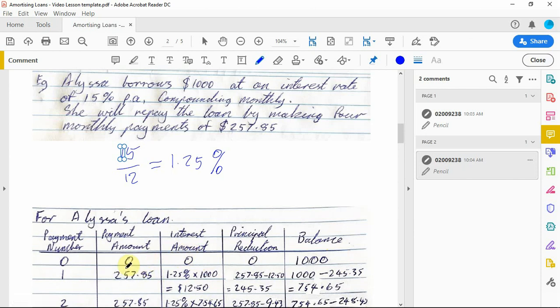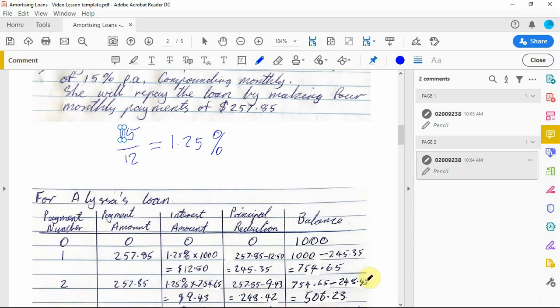That comes off the payment amount, $257.85 minus $12.50. So the principal is going to reduce by $245.35. And so here we go. The previous balance was 1,000. Take the $245.35, and there we are, the $754.65.